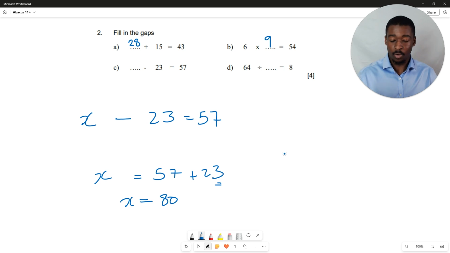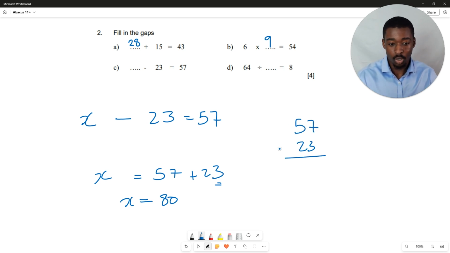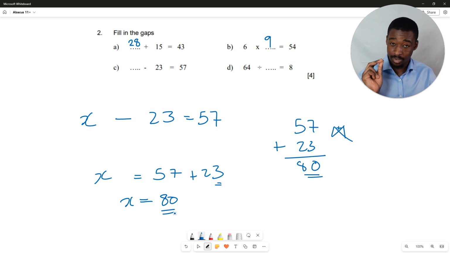We could have worked this out the normal column type addition way, and this would work. 7 plus 3, 10, so 0, carry the 1. 5 plus 2, 7, add the 1, 8. So the same answer of 80, but if you can get good at mental maths, it will help you be more efficient in your 11 plus maths exam. So either way, our answer is 80.